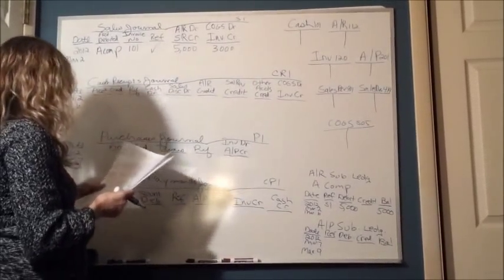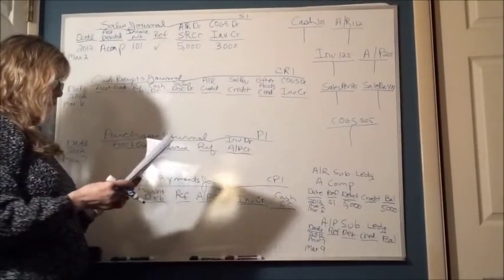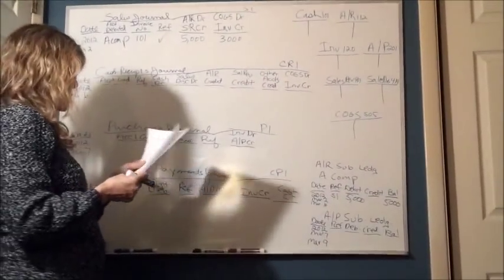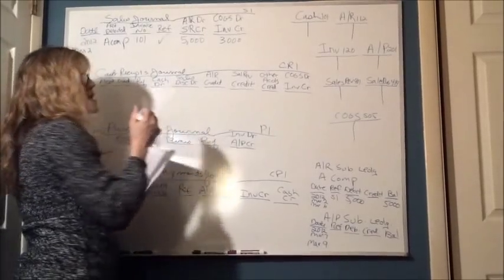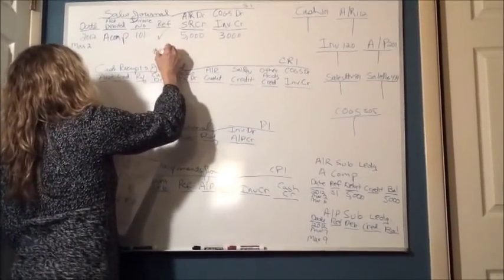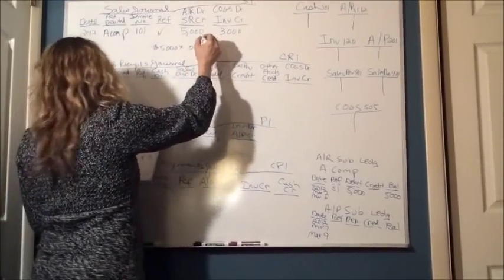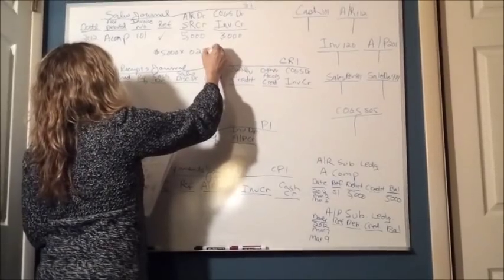Okay, next is our cash receipts journal. A company paid us, and they took advantage of the sales discount of 2% that we offered them. So first, let's see how much that discount was. $5,000 multiplied by 2% is going to end up being $100.